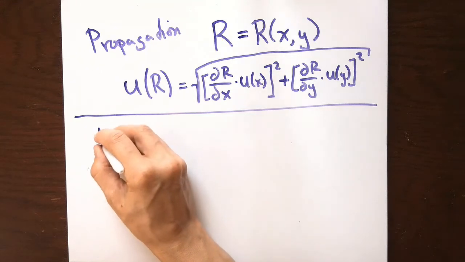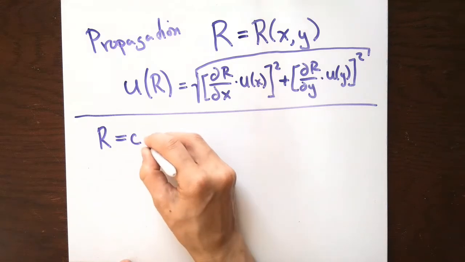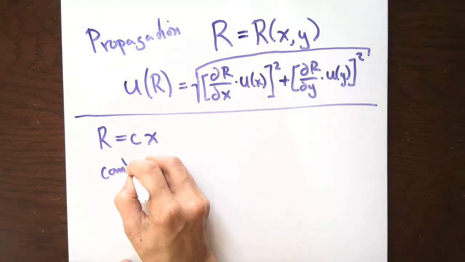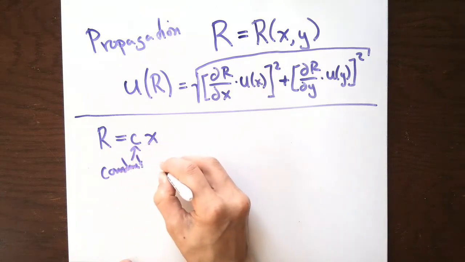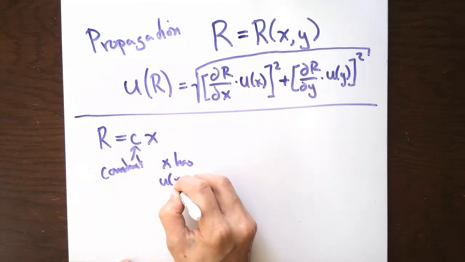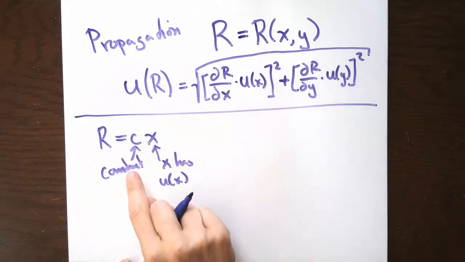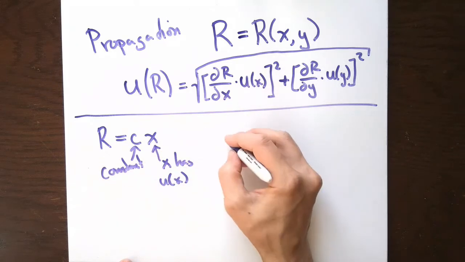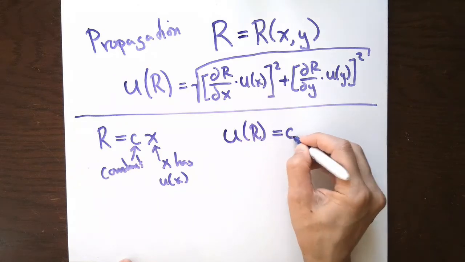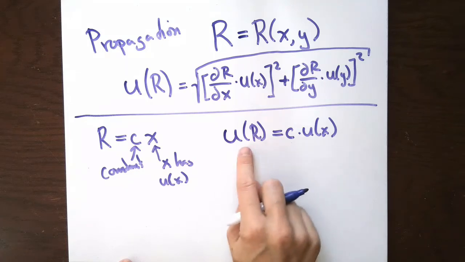So say that R is some constant times something with uncertainty. So that's a constant, and X has uncertainty. That's how we write uncertainty, U of X. If that's the case, then the uncertainty of R is going to be that constant times the uncertainty of X. So it's just proportionate to that.